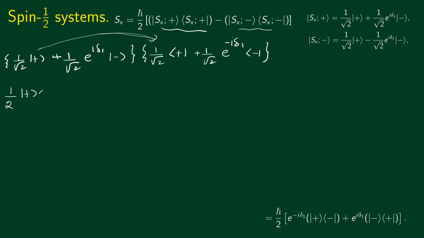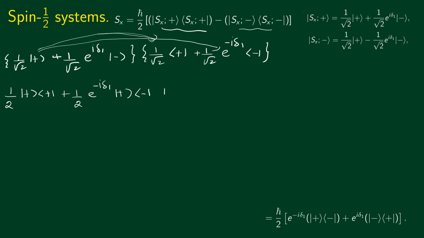Then I've got ket plus bra plus. Okay. I have to multiply this with this here. That becomes 1 by 2 ket plus. Sorry, there is also this e raised to minus i delta 1. Let me write that first. And then I've got ket plus bra minus.